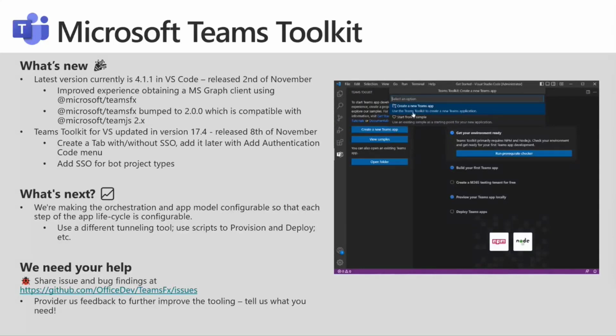What's next? The big thing to call out here, we need help and feedback and opinions and testing out the previews. There are available alphas already on the GitHub for the VS Code extension for kind of a new way that we are making the orchestration and kind of the app model of what is a TeamsFX project. We're exposing that and making that configurable. So that way you can basically control every piece of what the Teams Toolkit extension does.